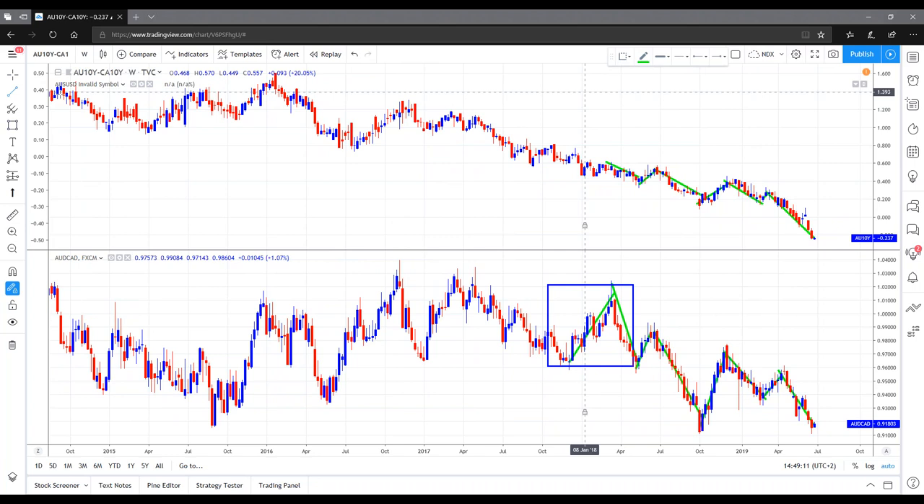Down there. Okay, a bit of a bounce there, movement down there. There's a bounce here, and another bounce here. Strong movement down here.